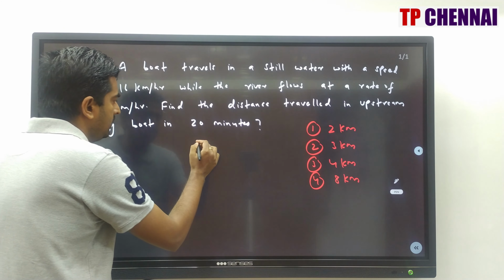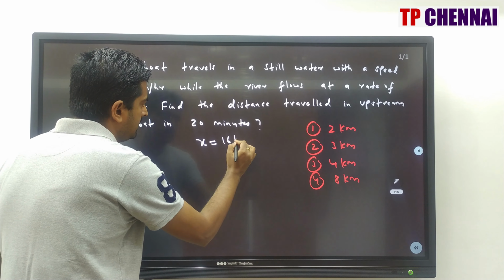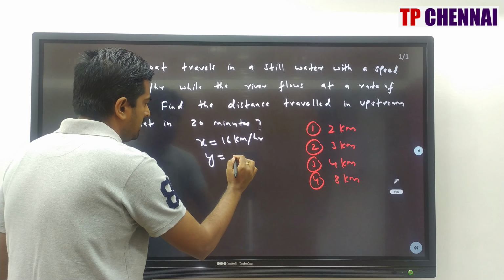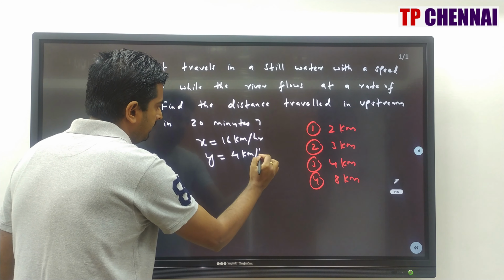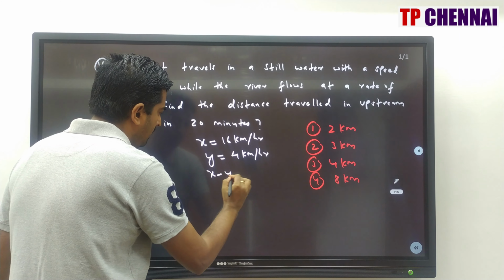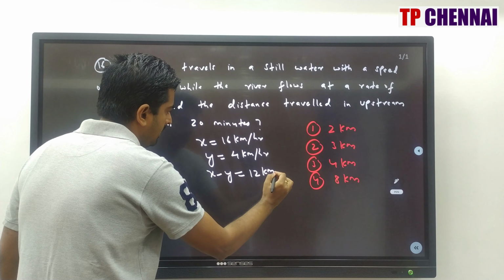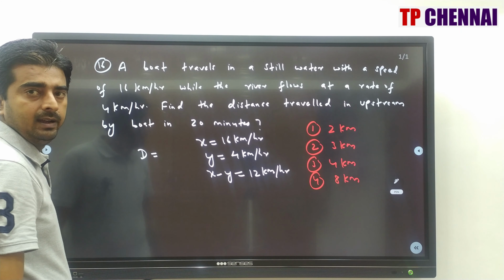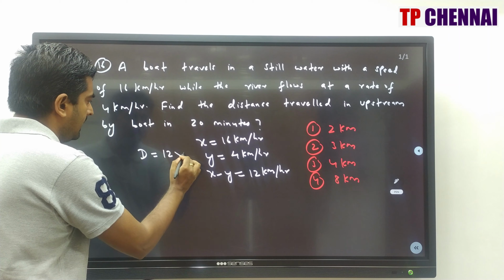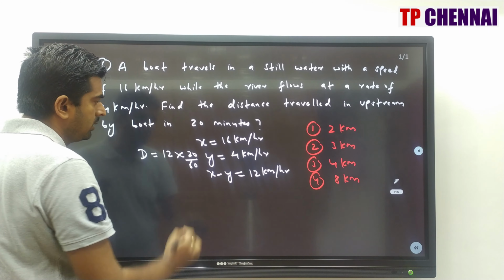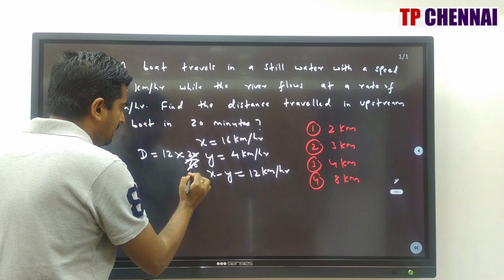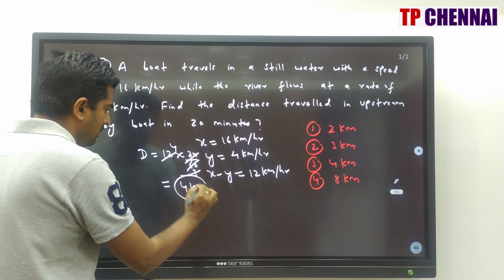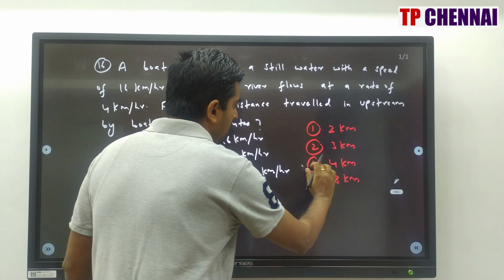So x, what have they given you? 16 kilometer per hour. Y, how much have they given you? 4 kilometer per hour. So x minus y will be how much? 12 kilometer per hour. So distance is equal to speed into time. Speed is 12, time is 20 by 60. We need to convert into hours. So 2 threes are, 3 fours are. What is my answer? 4 kilometer. My answer is 4 kilometer.